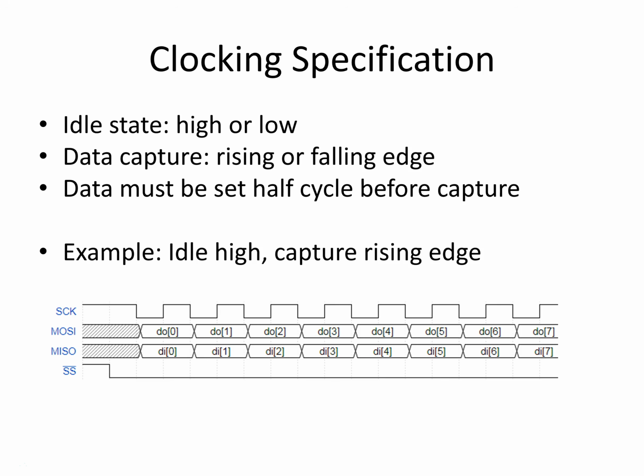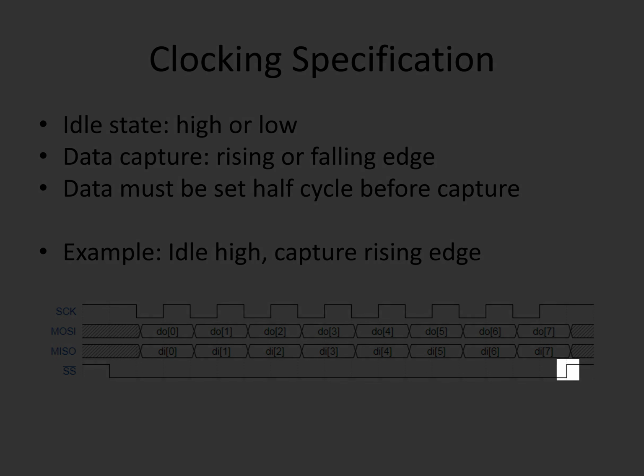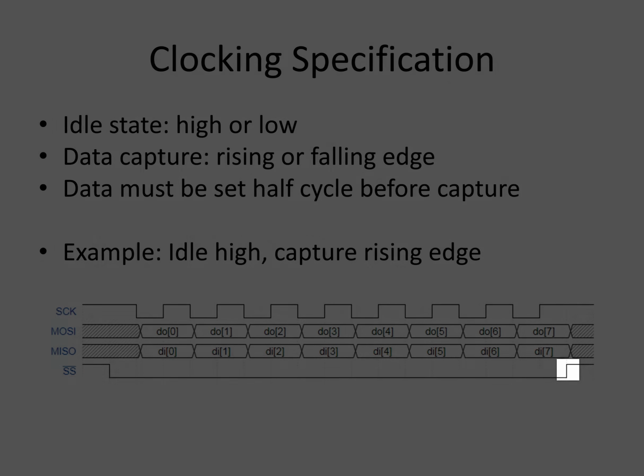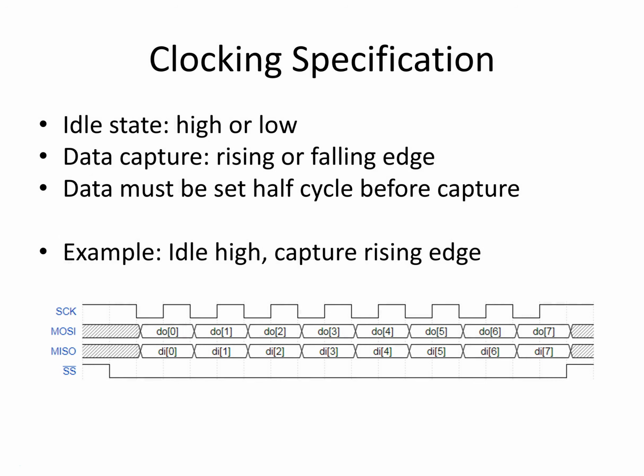And then finally, after all of the data has been sent, the slave select signal would be deasserted to allow other communication to happen, and the clock would stop toggling. And so this provides an overview of SPI communication.